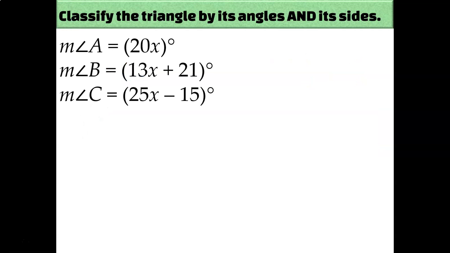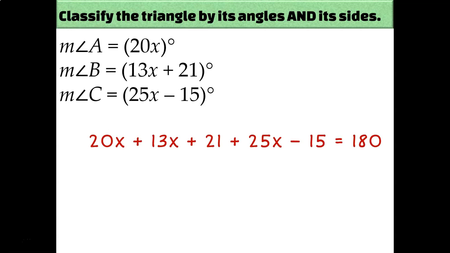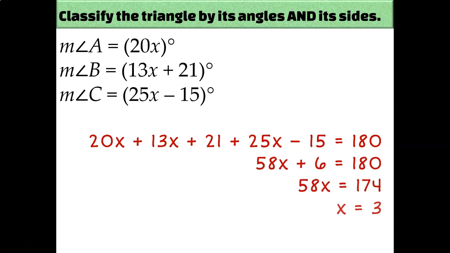The last thing I want to discuss today is how to classify a triangle by its angles and its sides just by looking at what the degree measures of its angles are. Here we have the angle measurements of a triangle, and I can add them together and set it equal to 180 degrees because of the triangle sum theorem. Combine like terms, subtract 6 and divide by 58, and I find out that x equals 3.